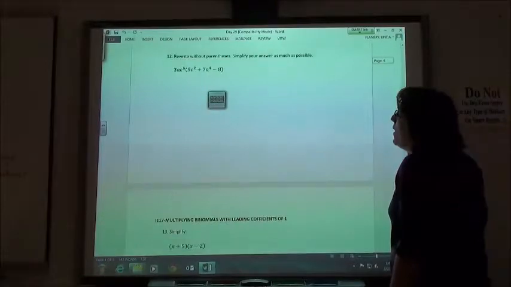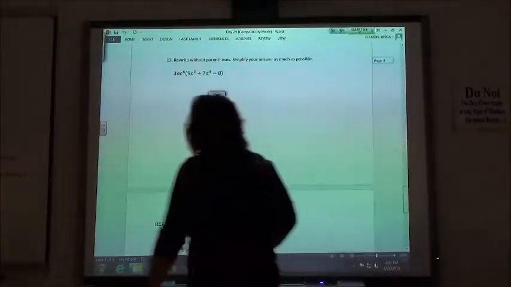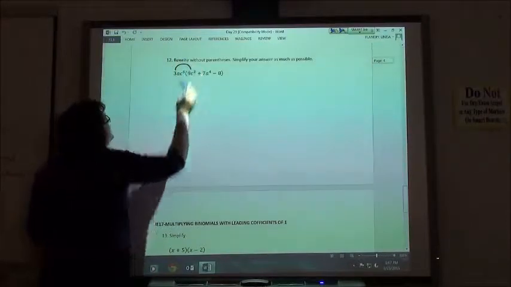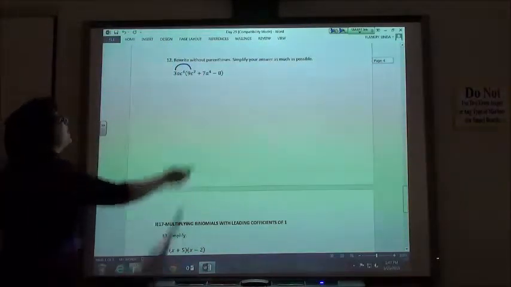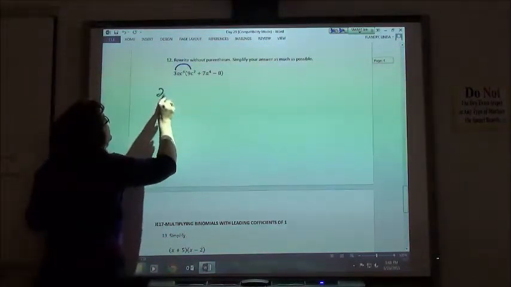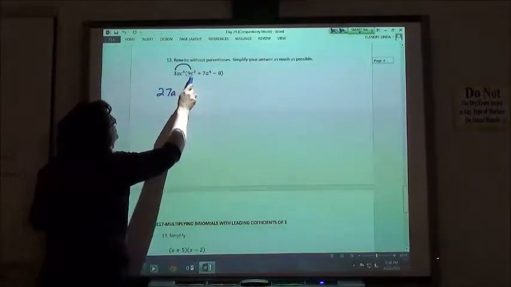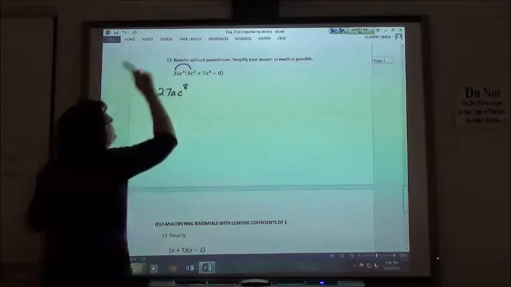And number 12, using my distributive property again. 3ac to the 6th times 9c squared. 3 times 9 is 27. I have an a, and then c to the 6th times c squared, c to the 8th.